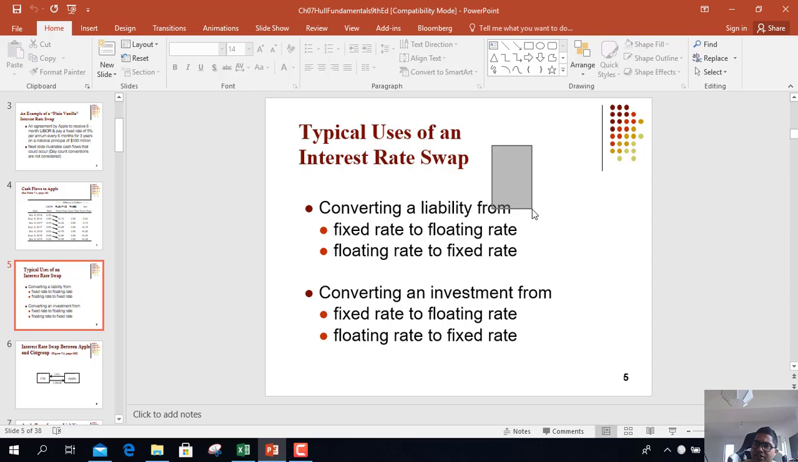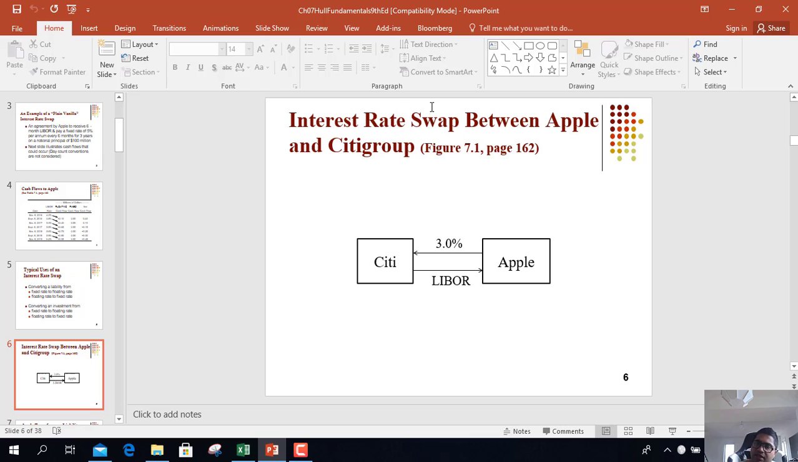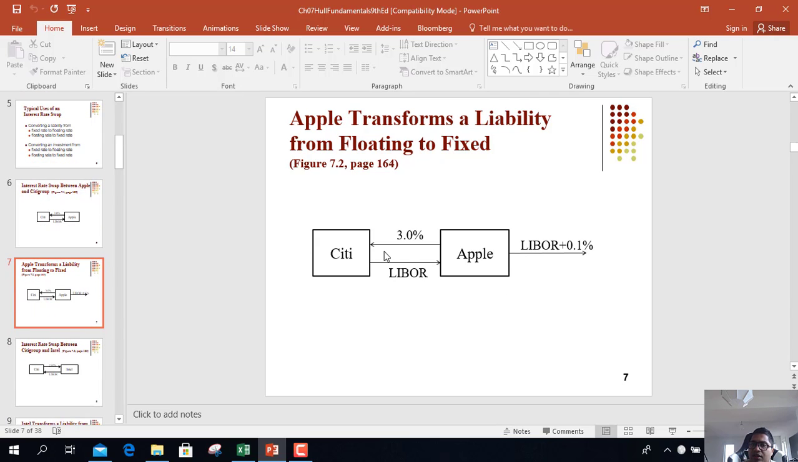A typical use of an interest rate swap is converting a liability. So how to consider converting a liability? The Amazon and Walmart example. You can convert a fixed rate to a floating rate or a floating rate to a fixed rate, or you can convert an investment, an asset, from fixed rate to floating rate or floating rate to fixed. They have given an example of Citi. So Citi and Apple can get into an agreement: Apple pays fixed, Citi pays LIBOR, right?